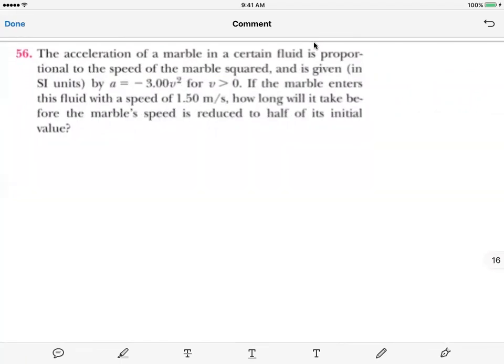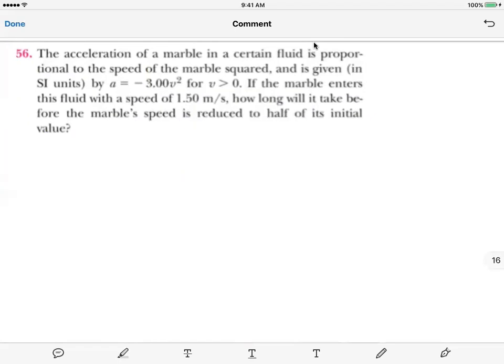So this problem is very nice in some sense, because it provides an example of a time-dependent acceleration. So let's read it first. The acceleration of a marble in a certain fluid is proportional to the speed of the marble squared, and it's given in international system units by A equals minus 3v squared for positive v.